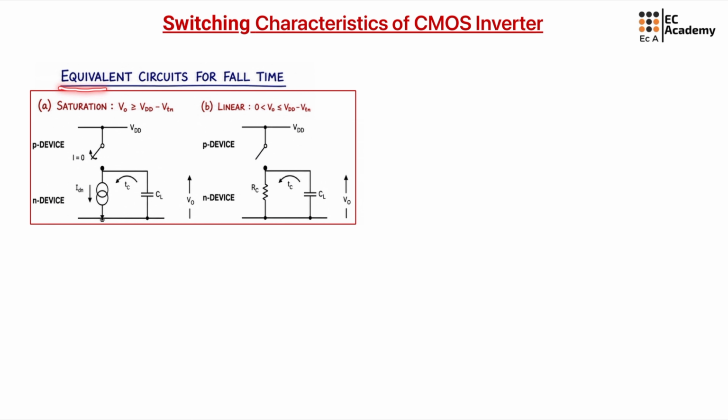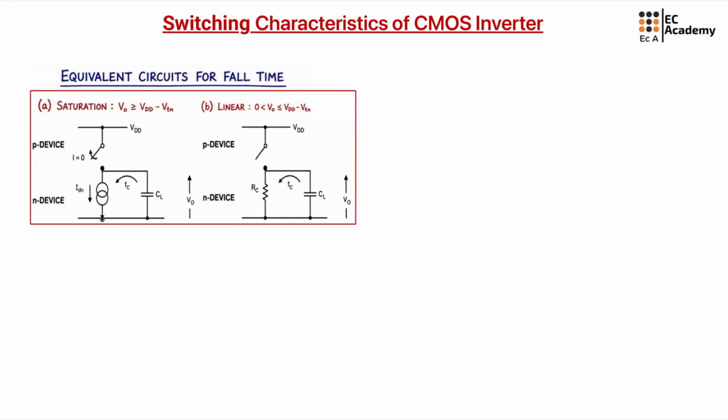Now let us understand the equivalent circuit for fall time. So this is the analysis of fall time. Suppose the input changes from low to high, then the NMOS will turn on and PMOS will turn off. Therefore, the load capacitor CL starts discharging. Then the output voltage V0 falls from high voltage to low voltage.